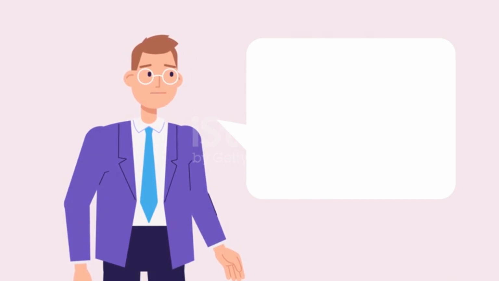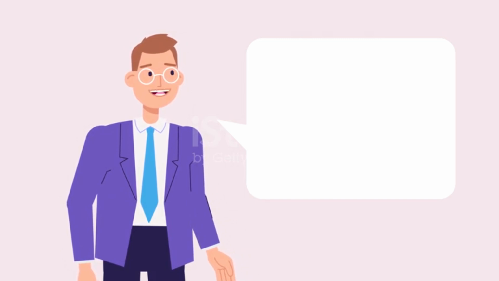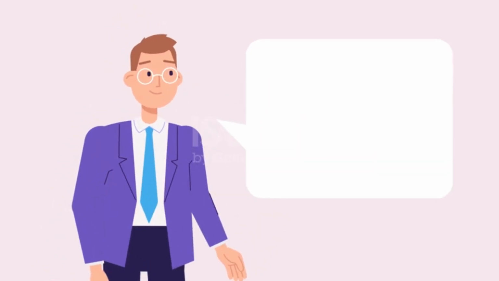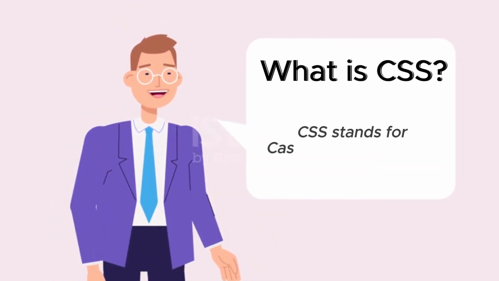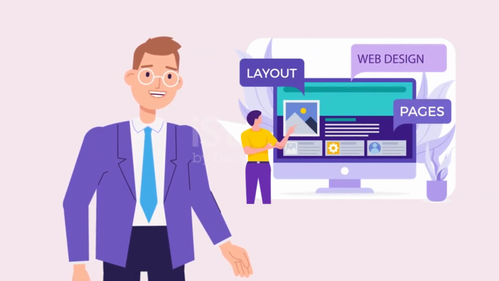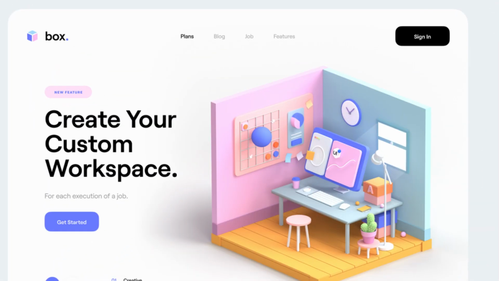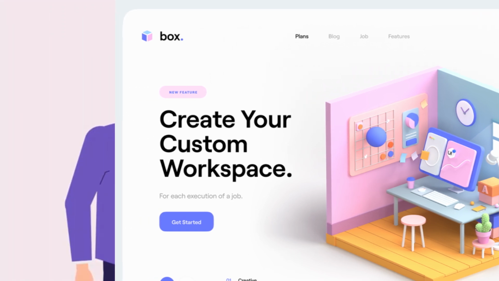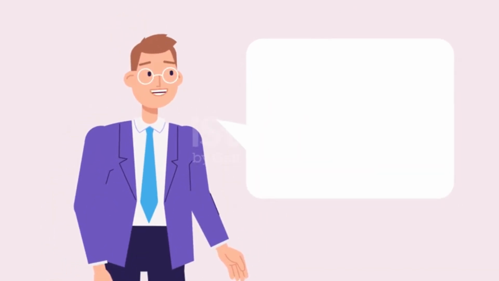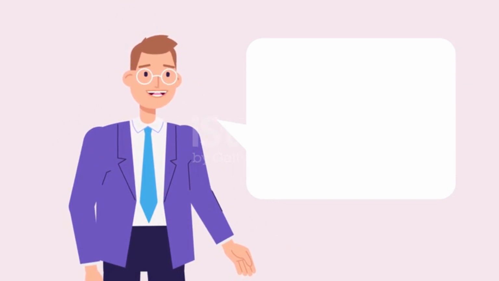In this video, we'll cover the basics of CSS, what it is, why it's important, and how you can start using it to style your web pages. Now let's get started. CSS stands for Cascading Style Sheets. It's a style sheet language used to control the presentation of HTML elements. In simple terms, CSS makes your website look good by controlling things like colors, fonts, layouts, and more. By the end of this tutorial, you'll know how to write basic CSS and apply it to an HTML document.